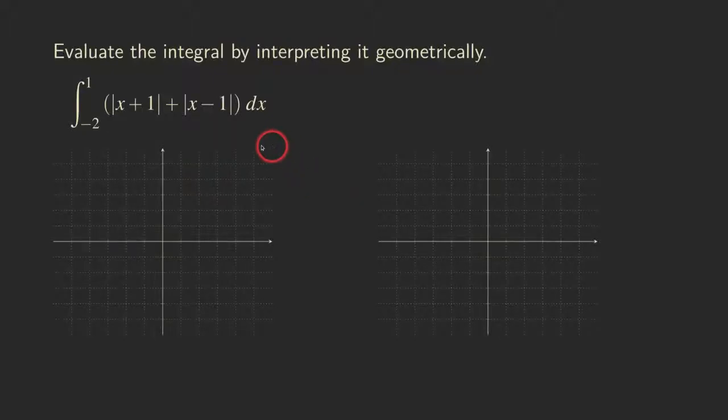Today I want to talk about how to evaluate this integral by interpreting it geometrically. If you look at the integrand here, this is actually just two absolute value functions added together. We can graph this one and interpret the area under the graph of the function geometrically, but that's going to be more difficult. I will actually make another video to demonstrate how to graph the sum of two absolute value functions, but that's not the main focus right here. So right now, what we're going to do is just make things simple.